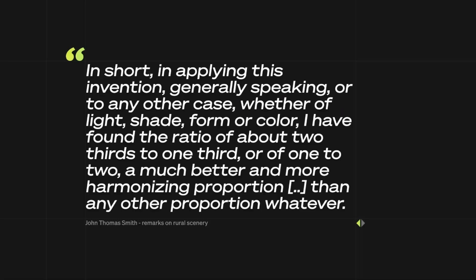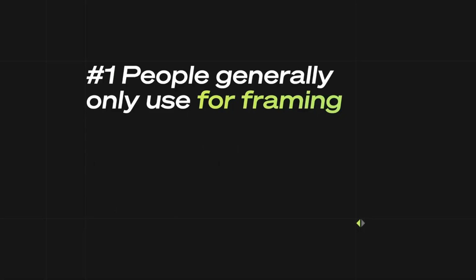So, cool. One thing you can already notice is that he's talking about light, shade, form, and color. And the number one problem that people have is that they generally only use it for framing, meaning the grid just to place objects. And this is not what the original rule of thirds was. As John was saying, the idea is that you have to use it for every component of composition: color, frame, lighting, objects, etc.